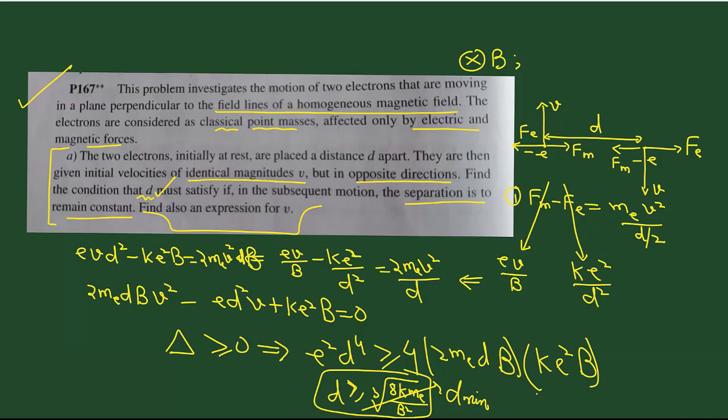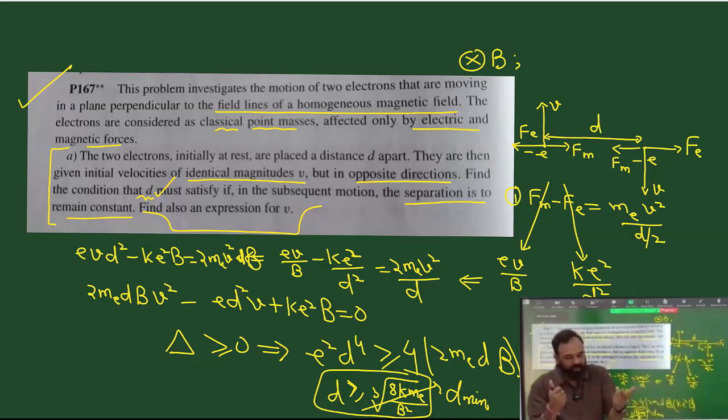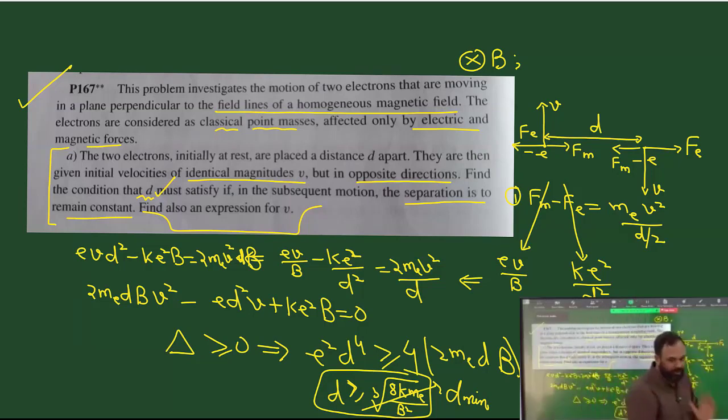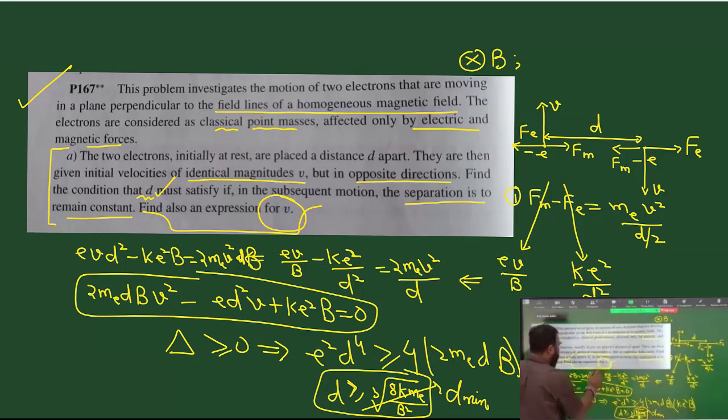But other than this D, if you take any value of D, for every D you will have two possible V values. In the same direction, there are two possible Vs. Any value you can throw with, and it will move on a circular path. And he asked, what is the expression of V? I have already said, you give me D, I will give you V. So V is the root of this equation, and there are two possible Vs, fine.